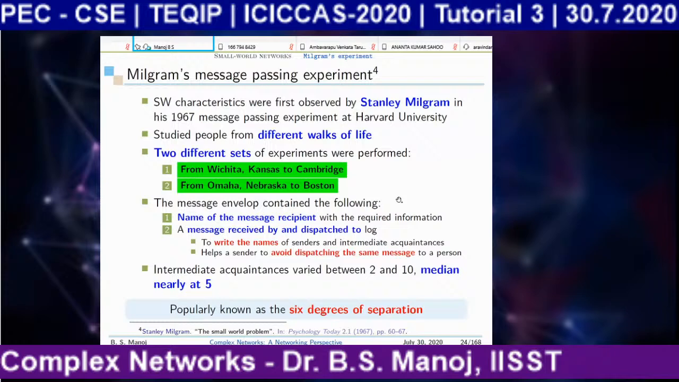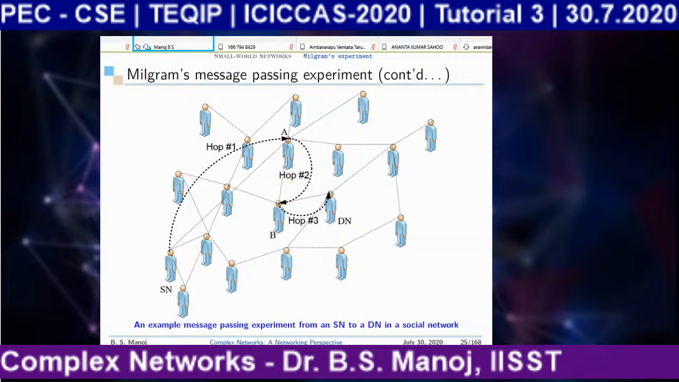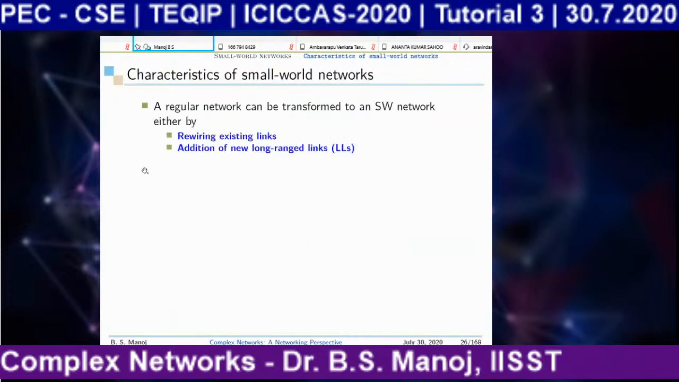So now, for real world applications, you can actually create a network. Okay, you can create a small world network to benefit from the small world characteristics. Now, what are the small world characteristics that we are going to benefit from? Path length reduction, better robustness. Okay. Now, the two most popular ways of creating a small world network out of a regular network are rewiring existing links or adding new long range links.